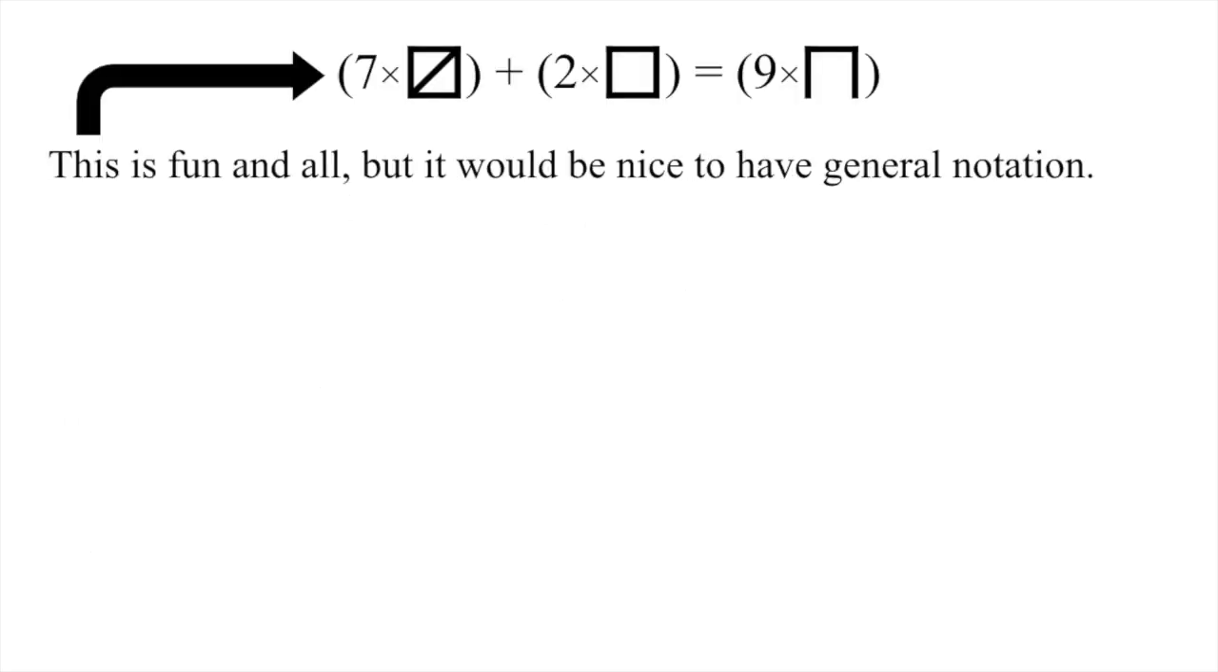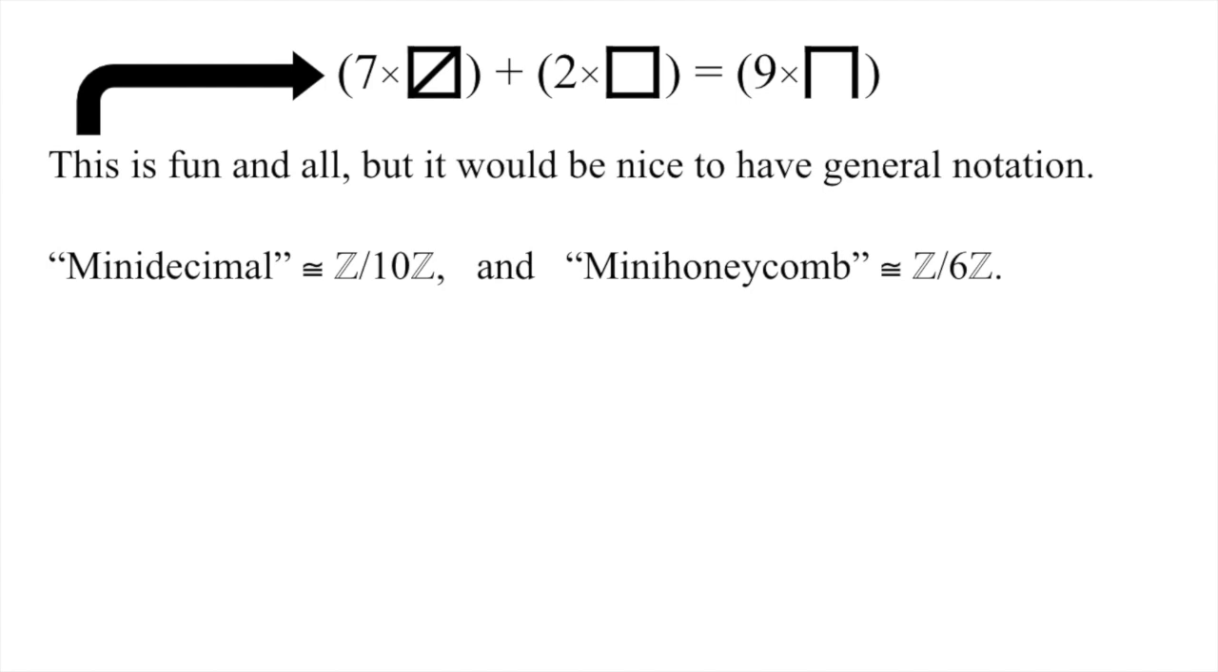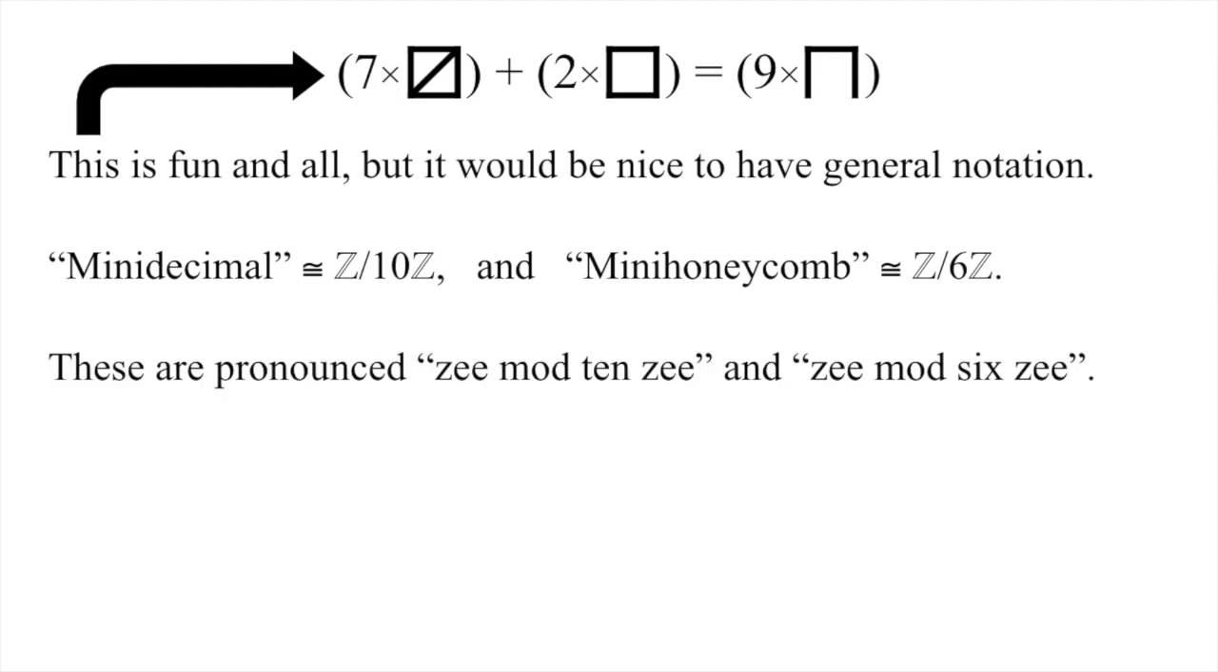Now, writing things like this is fun and all, but it would be nice to have a general notation for writing things in bases other than 10 and 6. It turns out this notation already exists. What we've been calling Minidecimal is written Z divided by 10Z, and what we've been calling Minihoneycomb is written Z divided by 6Z. These are pronounced Z mod 10Z and Z mod 6Z, respectively.